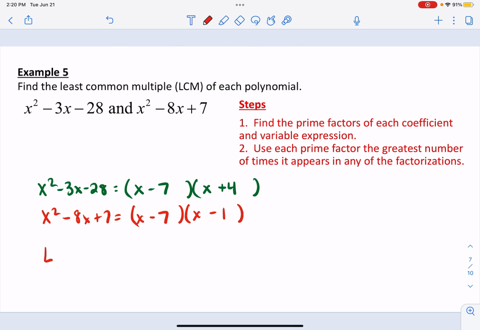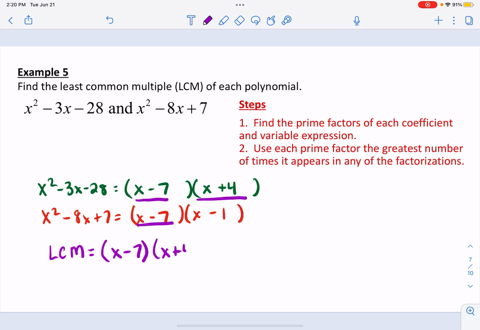So my least common multiple, I have x plus 7 in both of them. It only needs to appear once, but it is part of my multiple. I have an x plus 4, I should say, and then you have your x minus 1. So the least common multiple, the x minus 7, only has to appear once, even though it's in both of them.